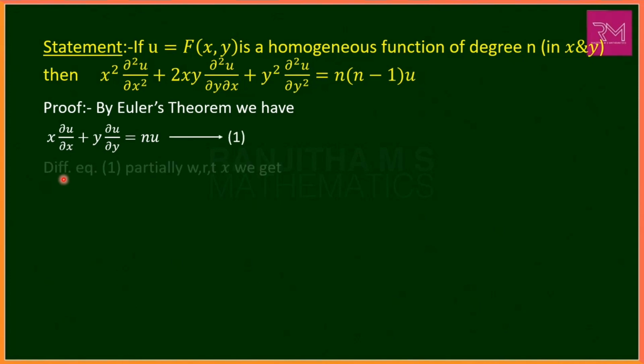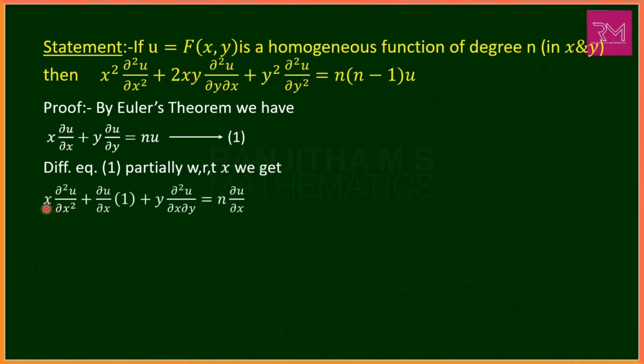First step, we have to differentiate equation 1 partially with respect to x. We get, on the left hand side, x and del u by del x both are functions, so we have to apply the product rule. We get first function into differentiation of del u by del x, which is del square u by del x square, plus second function, that is del u by del x, into differentiation of x, which is 1, plus y is constant, take it as it is, into del u by del y.